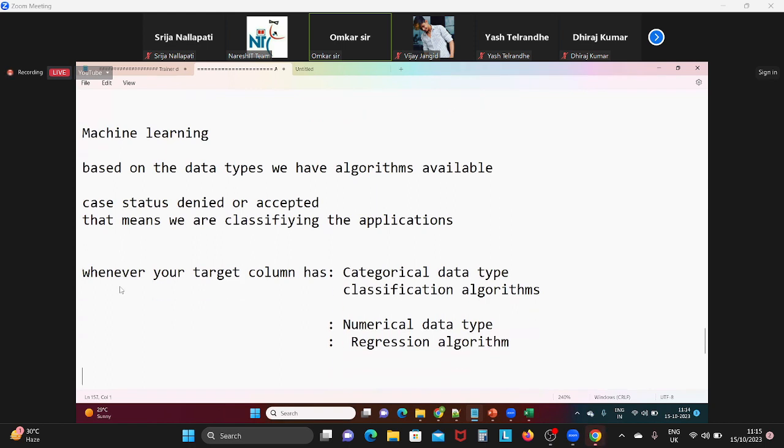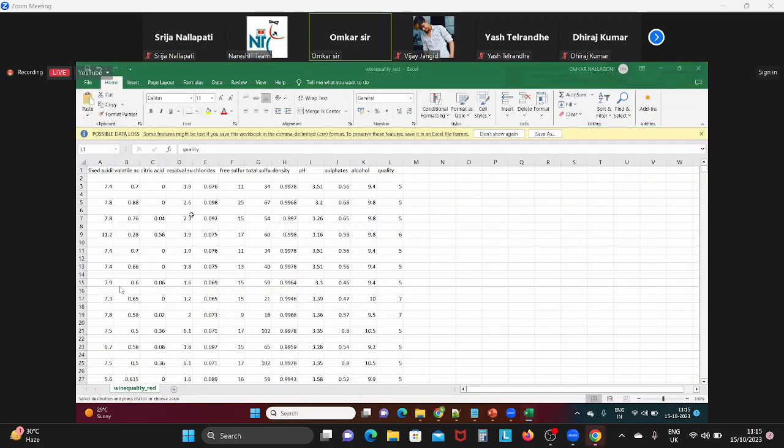So one is which type? Categorical data type. What is the algorithm called? Classification algorithm. And numerical data type is a regression algorithm. Now you tell me, for the wine quality red data, what algorithm do we need to apply? Classification or regression? It is a regression algorithm. Very good.